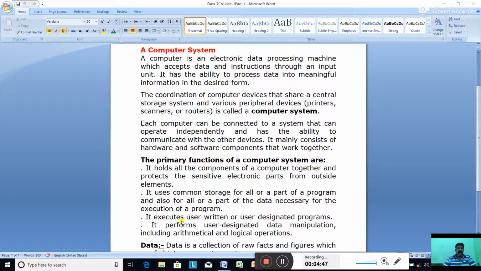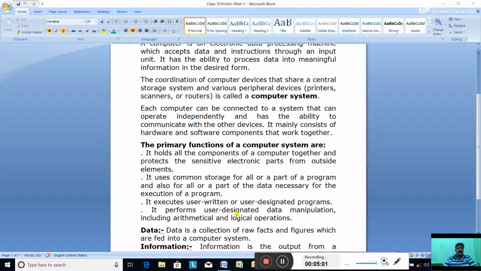Third, it executes user written or user designated programs. Next, it performs user designated data manipulation, including arithmetical and logical operations.